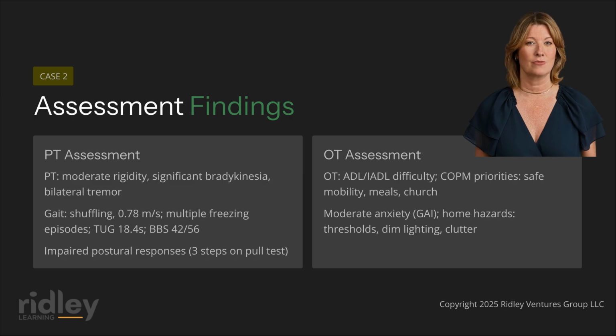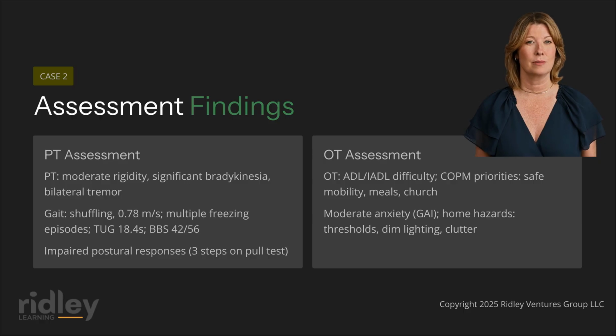Freezing duration varies from 2 to 8 seconds, and she demonstrates difficulty employing self-initiated strategies to break freezing episodes. Timed up and go is 18.4 seconds with 1 freezing episode during the test, indicating substantially elevated fall risk. Berg Balance Scale score is 42 out of 56, below the established cutoff of 47 distinguishing fallers from non-fallers.